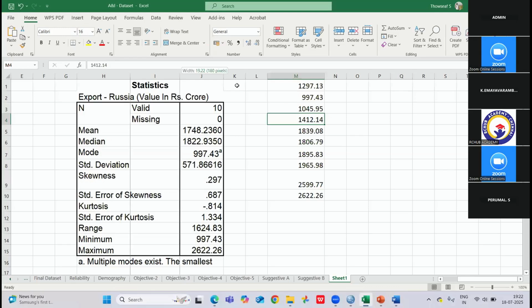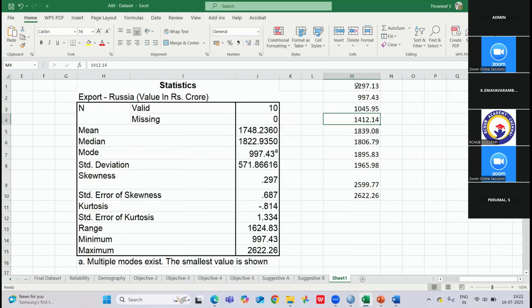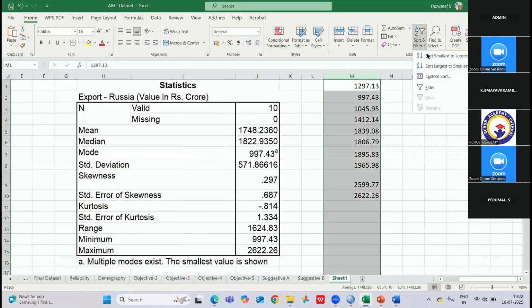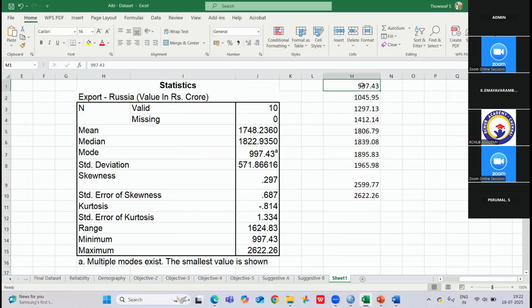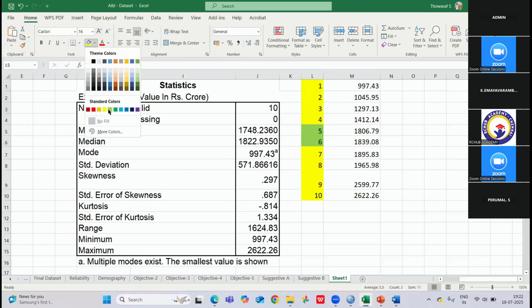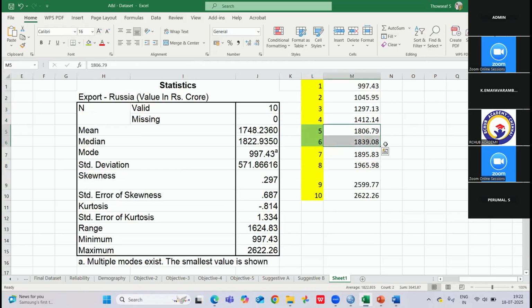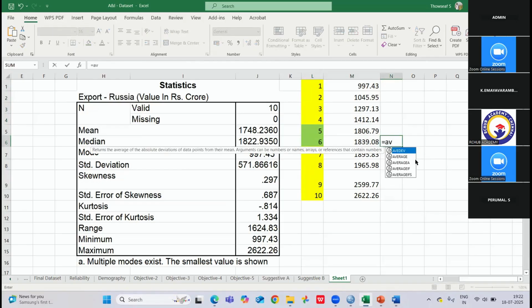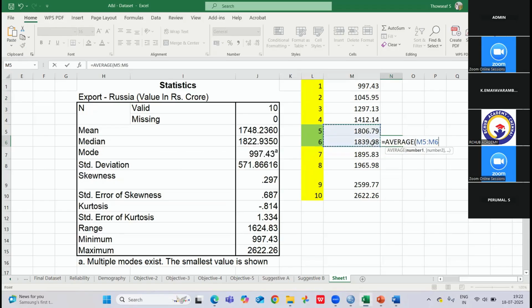first I'm going to arrange this sorted from A to Z, smallest first. If this is the first value, this is the second value, and it moves on. It has 10 values, which means there are 2 values in the middle. You see, 4 values below, 4 values above, and 2 values in between. So I have to take the average of these two values. That is the middle value.